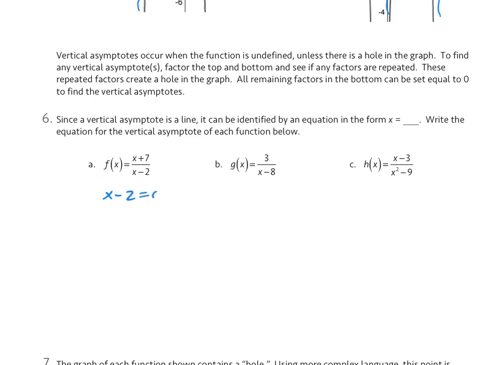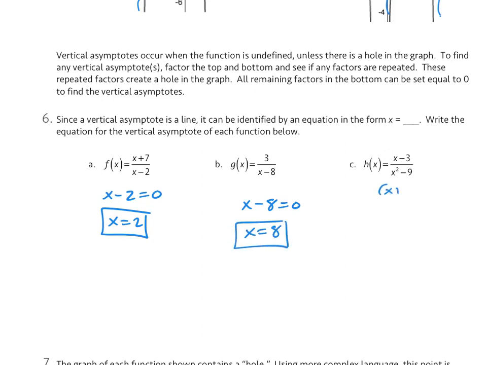X minus 2, make it equal 0 because nothing can be canceled in the top and the bottom. So this one has a vertical asymptote of x equals 2. In part B, nothing can be canceled, so I set the denominator equal to 0. Whoops, that's not what I meant to do. Solve for x, x equals 8.